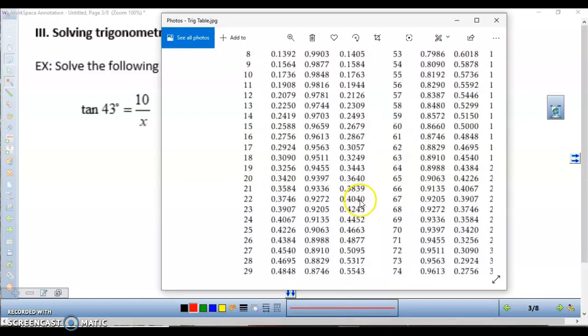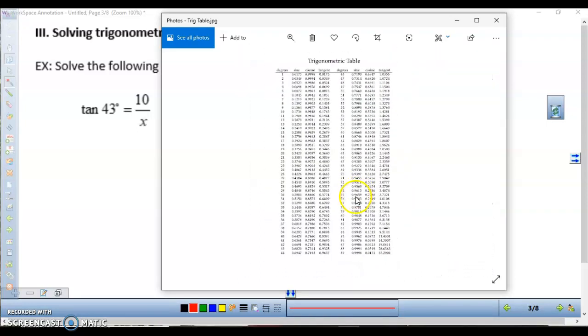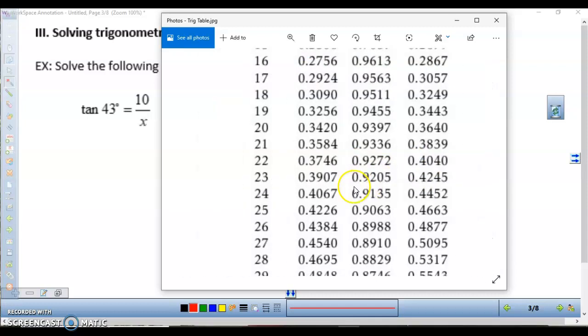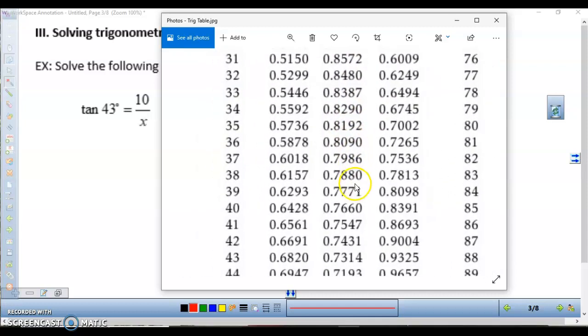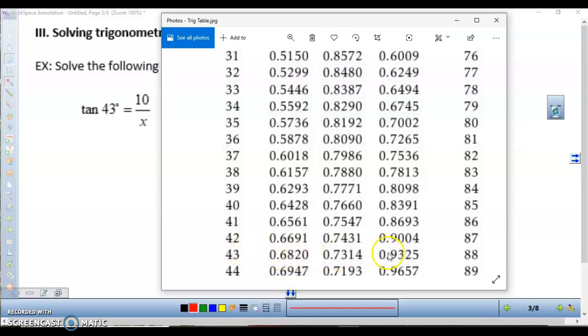We'll go down and find 43 degrees. Let me zoom it back in so I can see it. Tangent was the third column after the angle measure. So there's 43 degrees, and the tangent of 43 degrees is 0.9325.